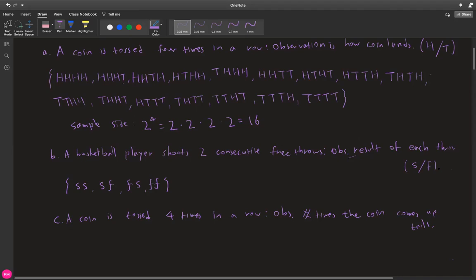So instead of using the notation of H and T, we are going to say there can be no tails, there can be 1, there can be 2, there can be 3, and lastly, all 4 could be tails. You can think of it as you're simply counting the number of tails after tossing a coin 4 times.